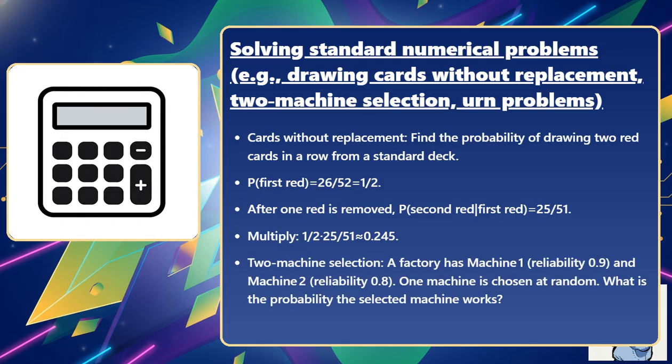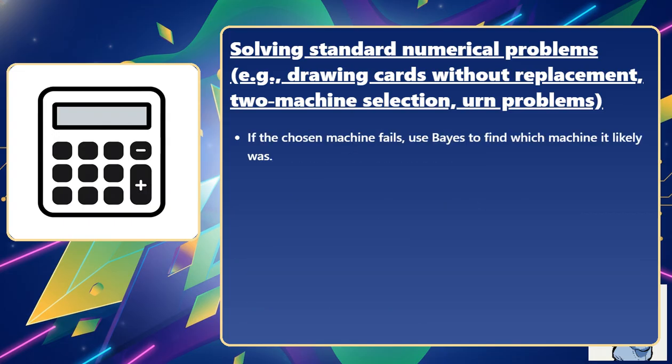Machine selection. A factory has machine 1 with reliability 0.9 and machine 2 with reliability 0.8. One machine is chosen at random. What is the probability the selected machine works? P(work) equals 0.5 times 0.9 plus 0.5 times 0.8 equals 0.85. If the chosen machine fails, use Bayes to find which machine it likely was.